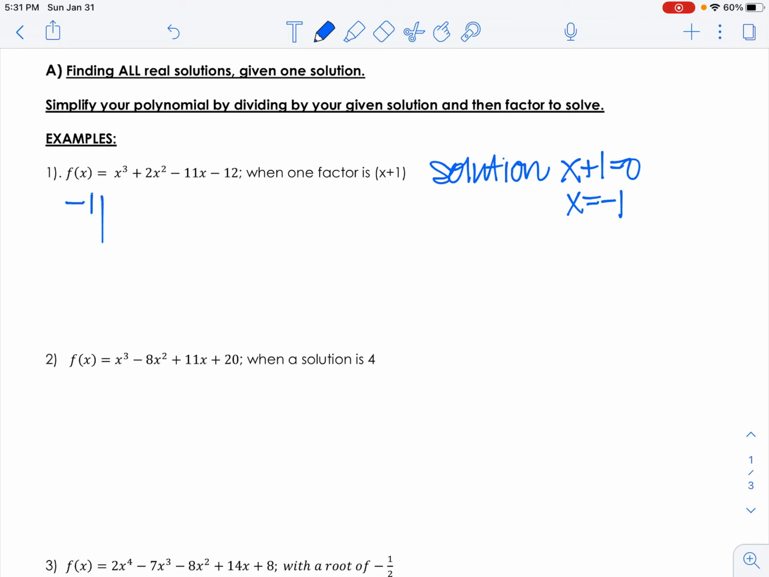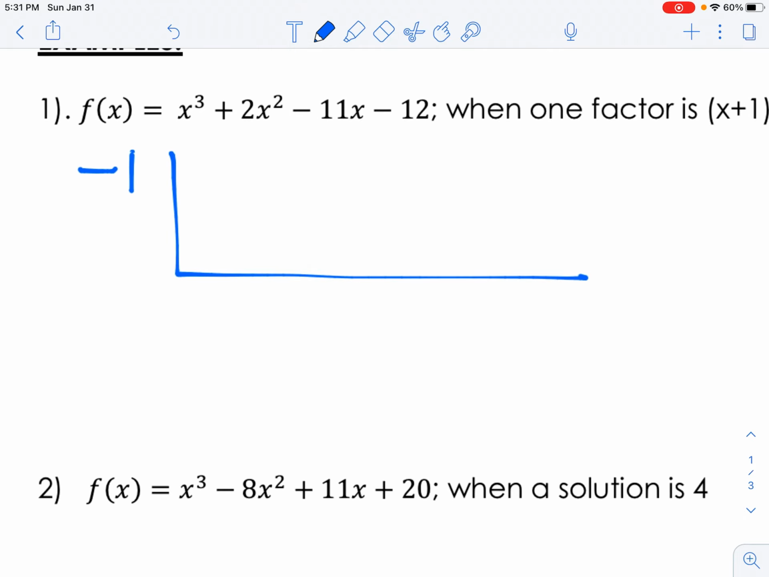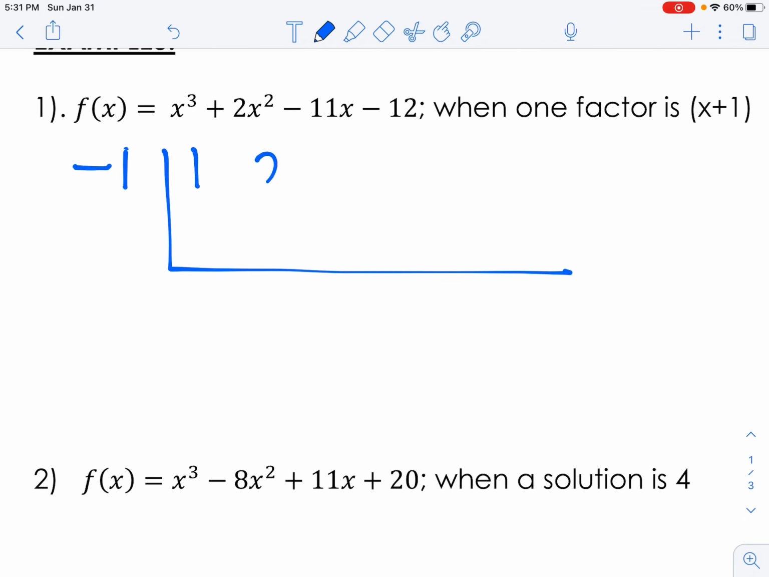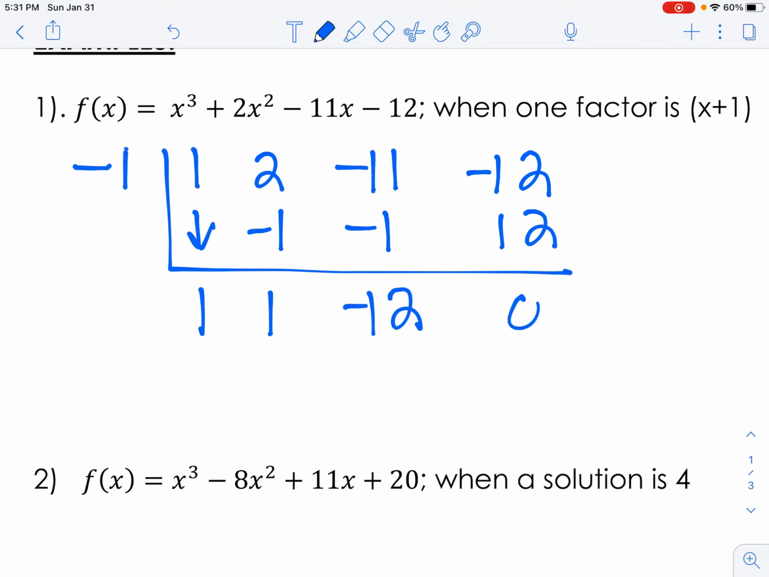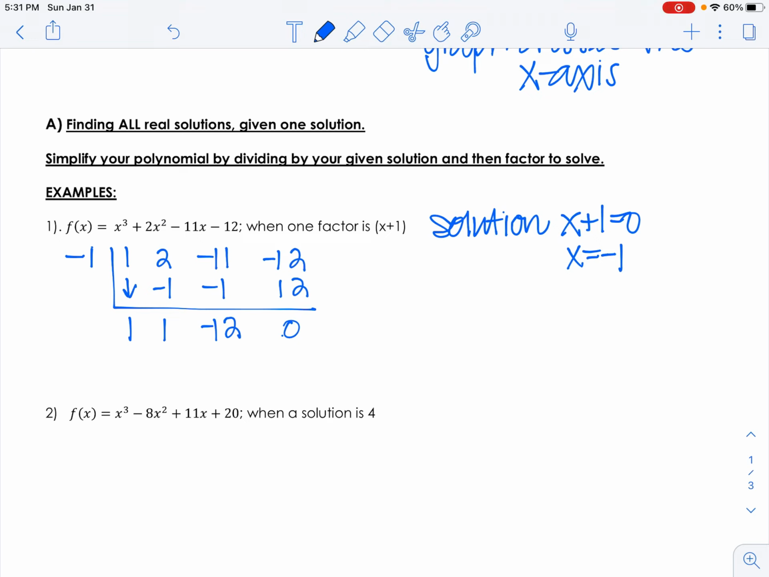So now we're going to divide by that solution. Oops, sorry. By dividing, I mean synthetic division. So remember we have a 1, 2, negative 11, and negative 12. We drop down our 1, multiply and add. Multiply and add. Multiply and add. And we should get, because we know negative 1 is a root, we're left with x squared plus x minus 12.